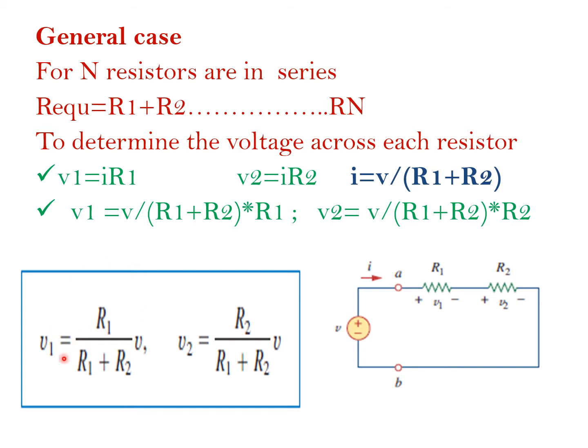So V1 equal to R1 by R1 plus R2 into V. V2 equal to R2 by R1 plus R2 into V. This formula is known as the voltage division technique. How to remember this formula in an easy way: V1 is equal to the total voltage into the same resistance divided by the total resistance R1 plus R2. In the similar manner, how to find out V2? V2 equal to the total voltage into the same resistance R2 divided by R1 plus R2.